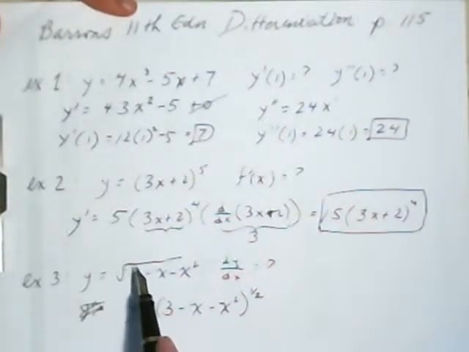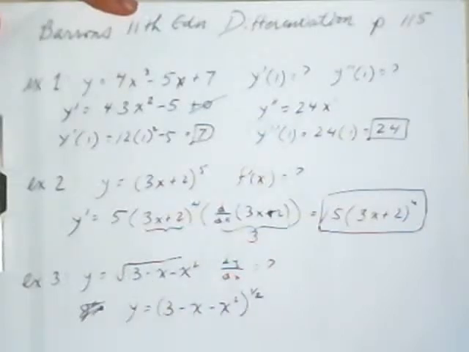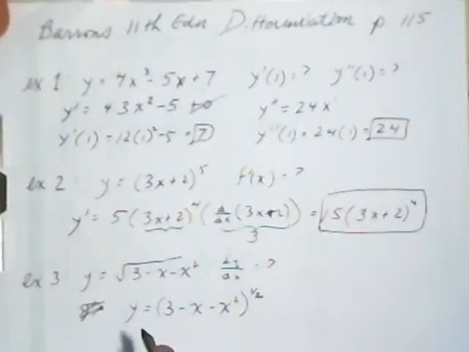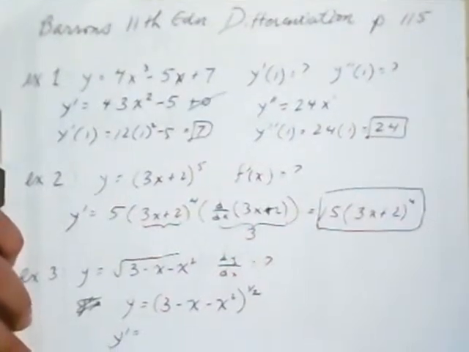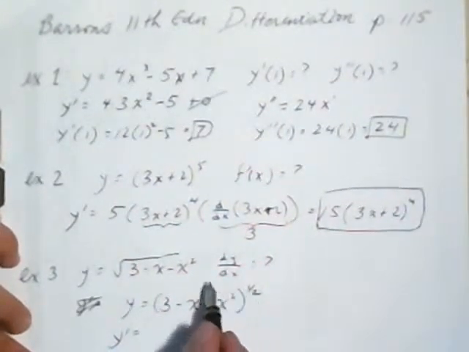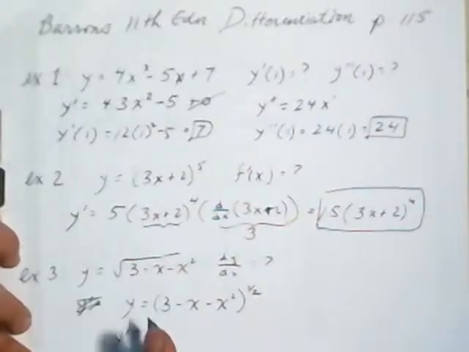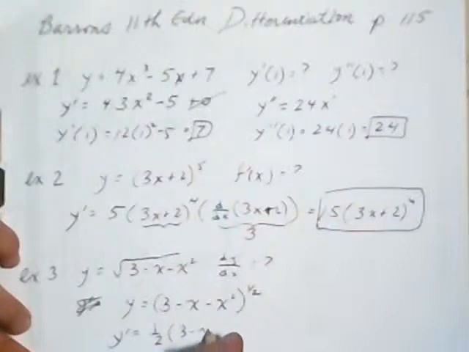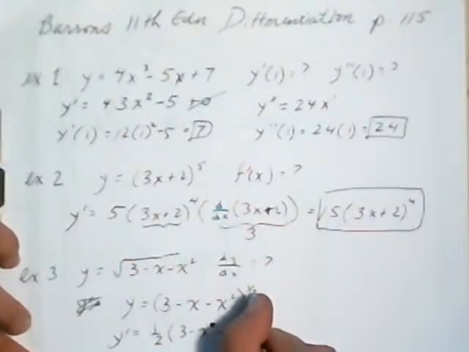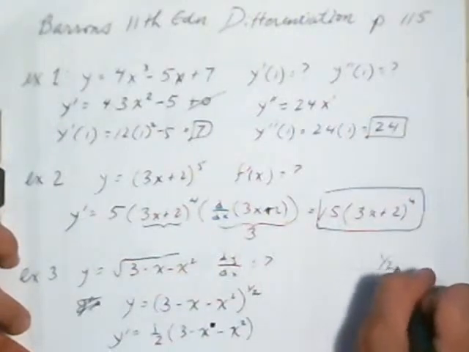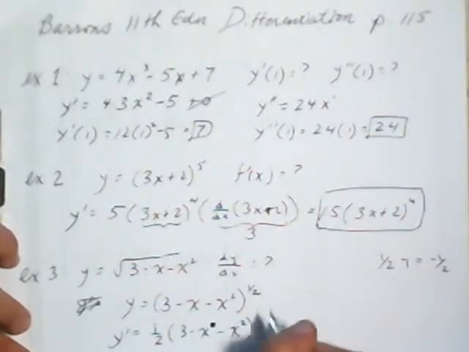If you're not familiar with how to go from radical to exponential, get some practice on this because you're going to be doing lots of radicals to exponentials. So as soon as we take the derivative, y prime right over there, you bring down the power, subtract 1. So it's going to be 1/2 times (3 minus x squared) to the 1/2 minus 1, which goes to negative 1/2.